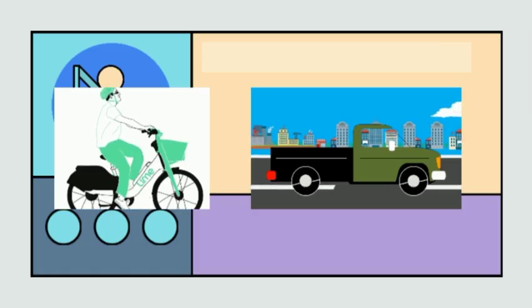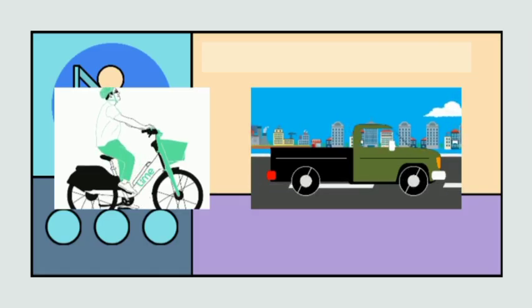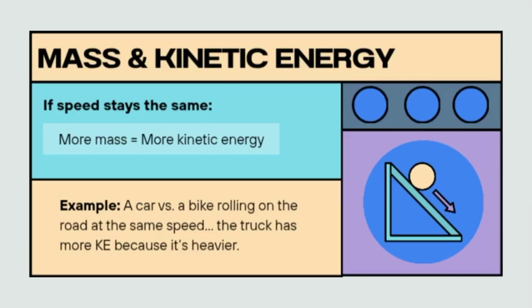So, I have here some examples: a truck versus a bike rolling on the road at the same speed. The truck has more KE because it is heavier. So, if the speed stays the same, more mass is equal to more kinetic energy.